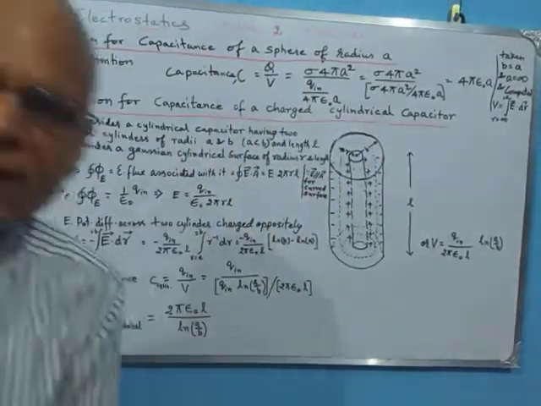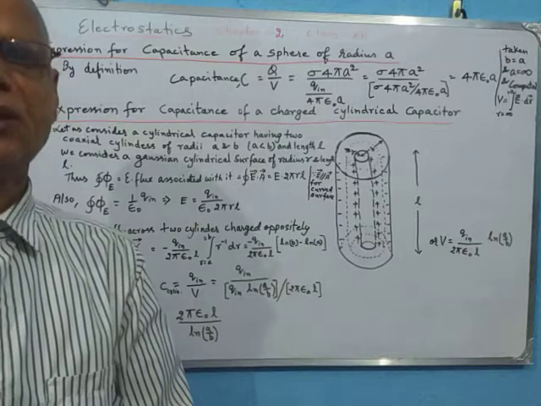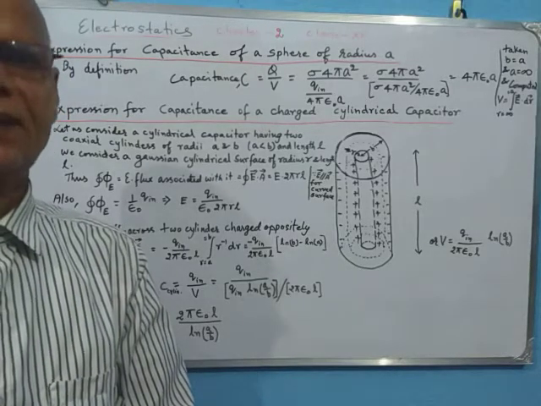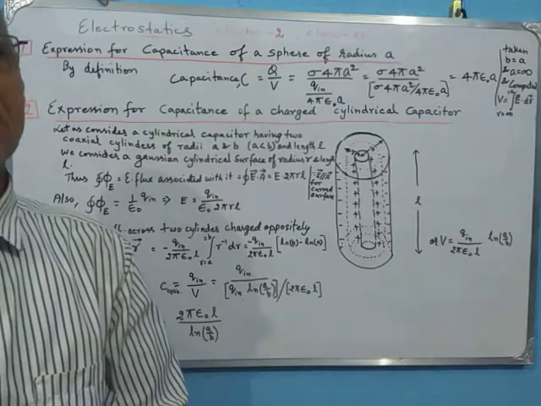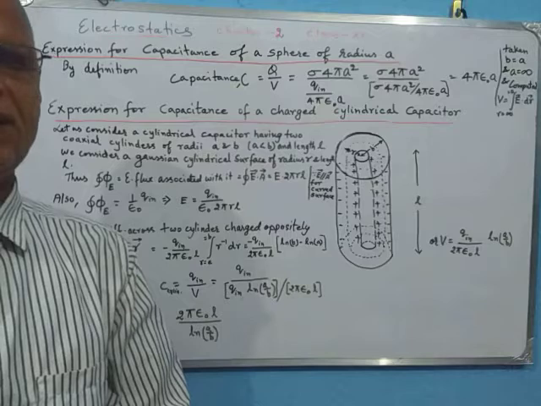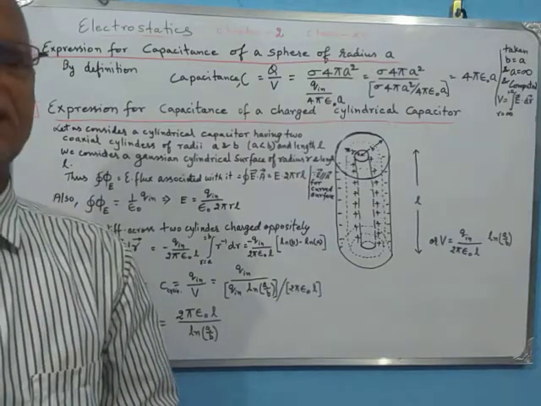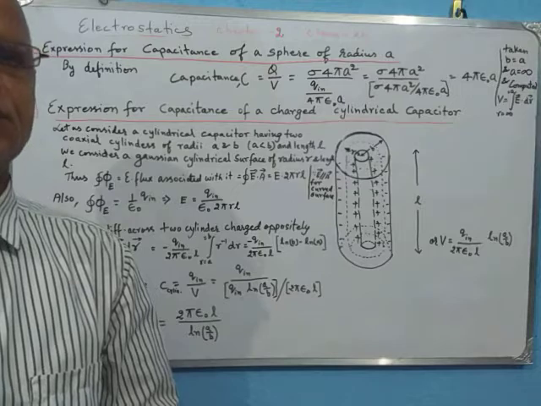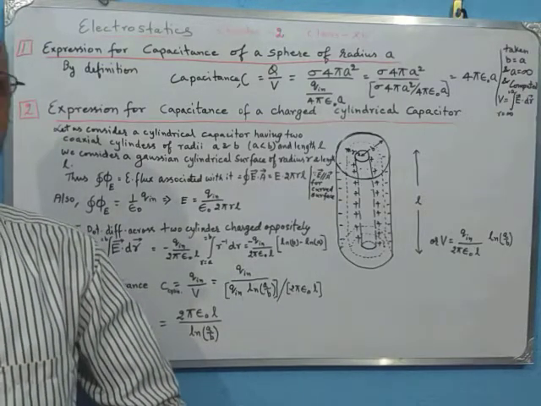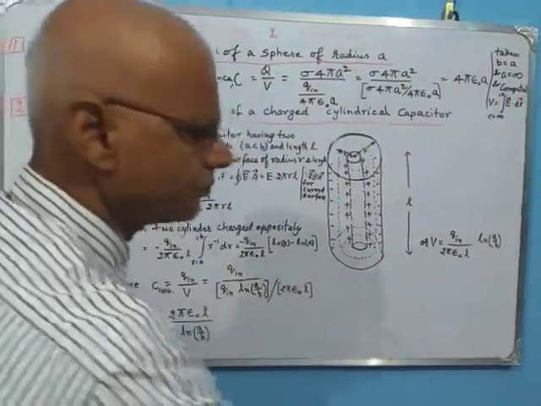Dear students, today we are going to find the expression for capacitance of a spherical surface, say a charged sphere, and we are also going to find the expression for capacitance of a cylindrical capacitor, that is, when two cylinders are oppositely charged and coaxially held. So we shall talk about these things one by one.